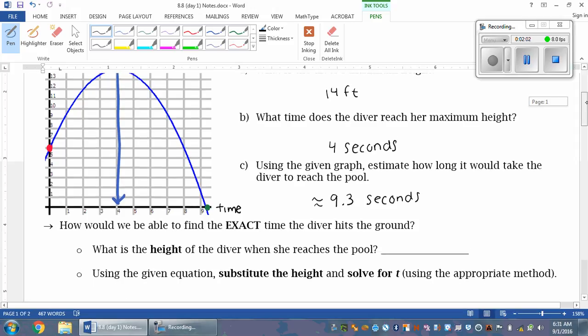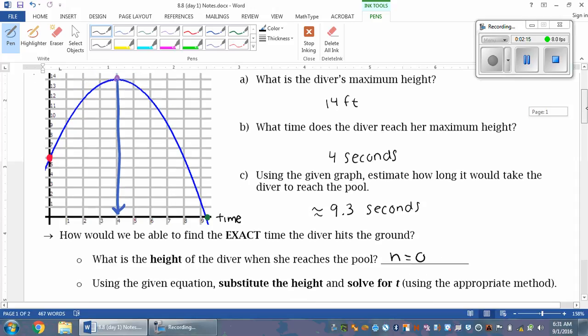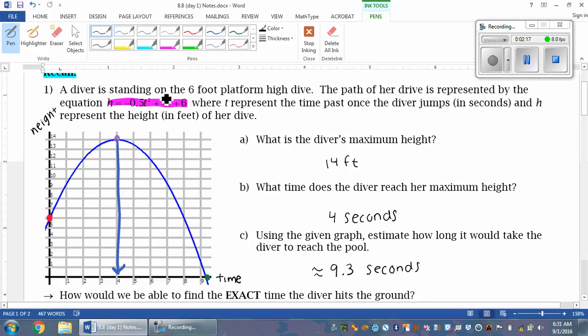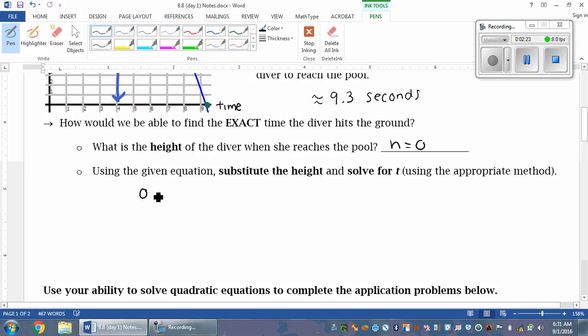Okay, so what is the height of the diver once she reaches the pool? What is the height of anything when they're on the ground? If they reach the pool, they're on the ground, the height is always going to be 0. So now we're going to use this equation that I highlighted above, and we're going to substitute 0 in place of h because the height is 0. So 0 is equal to negative 0.5 t squared plus 4t plus 6.